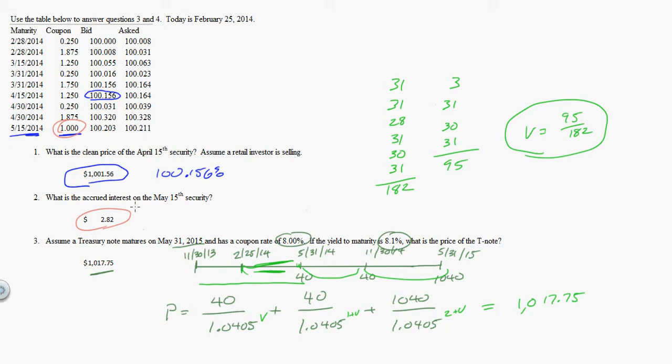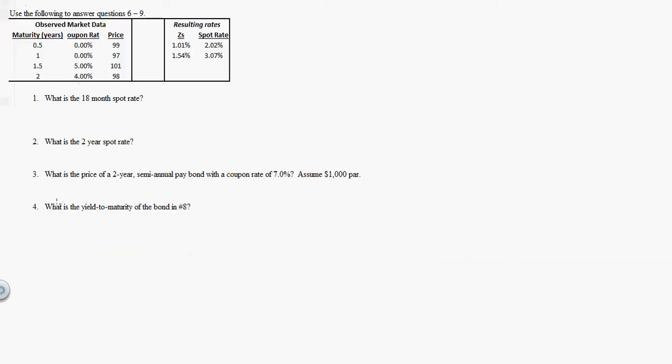Alright, so let me go to the next problems here. Okay, questions 6 through 9, and it's not 1, 2, 3, 4. I just have some problem when I'm copying and pasting the numbers here, so just ignore that. Alright, what is the 18-month spot rate? The way I want to do that is the following. I know the price of any financial asset is the present value of expected future cash flows. So 101 is equal to, and that's the price, right?